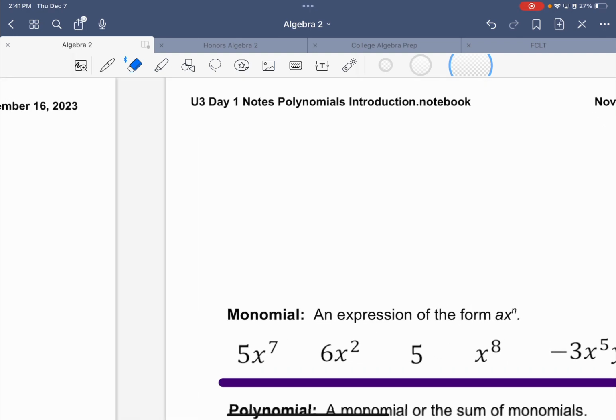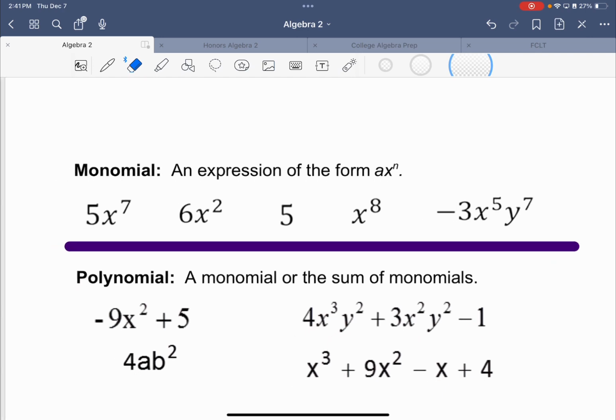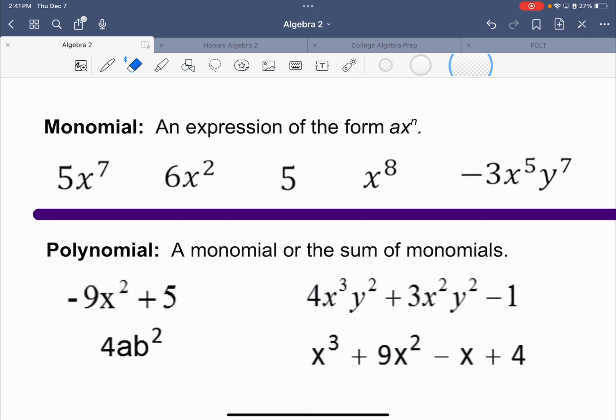So, lots of notes today. Not a lot of things. You don't need to write everything. And that's kind of the key to everything. I'm going to highlight things that you should write. And then we'll call it good.